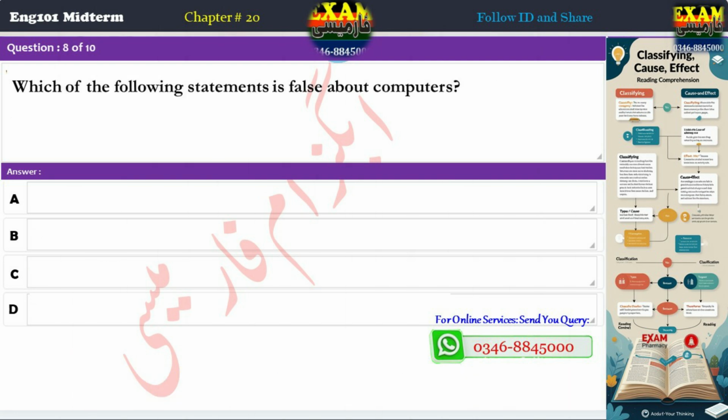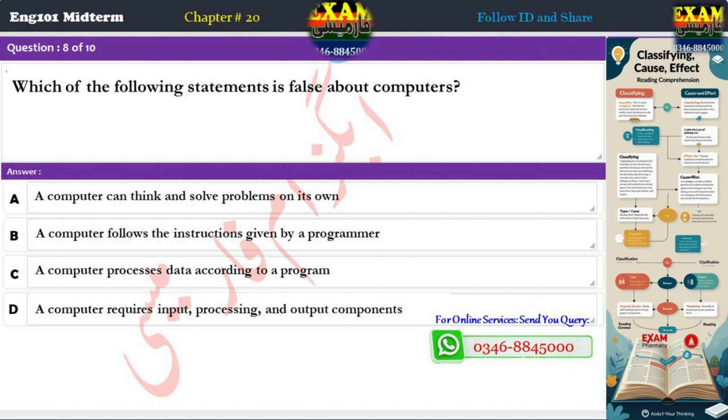Question 8. Which of the following statements is false about computers? A. A computer can think and solve problems on its own. B. A computer follows the instructions given by a programmer. C. A computer processes data according to a program. D. A computer requires input, processing, and output components.